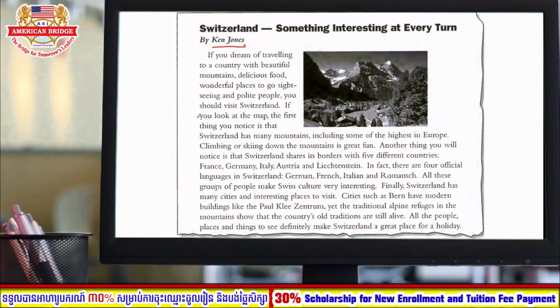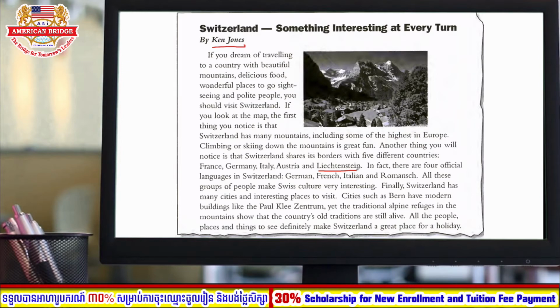Another thing you will notice is that Switzerland shares its borders with 5 different countries: France, Germany, Italy, Austria, and Liechtenstein. So this country, I find it a little bit difficult to pronounce because the fact is this is a small country. In fact, there are 4 official languages in Switzerland: German, French, Italian, and Romansh. All these groups of people make Swiss culture very interesting.